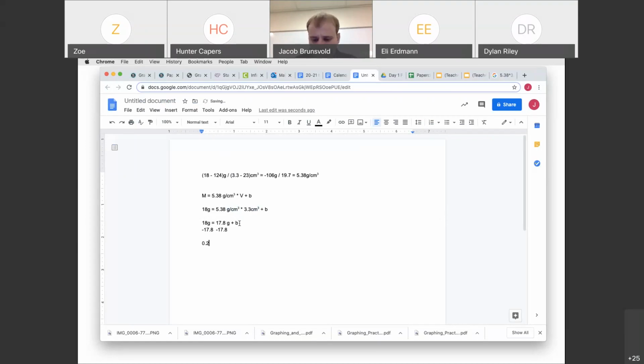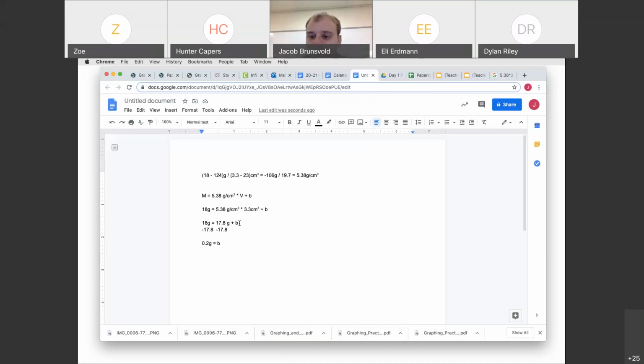So Zoe, you got 0.25. That's pretty close. 0.2 grams equals B. Now, this will change depending upon which two points you use. So it's going to be different if you use two different points or if you're using the best fit line from the graph to estimate. The answer should be about 0. So if you're getting an answer close to 0, you're on the right track.